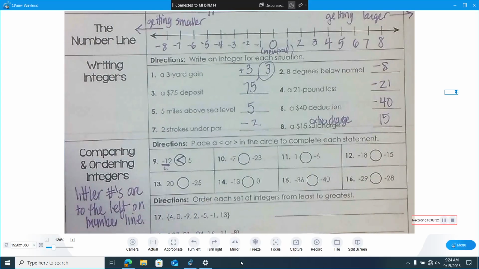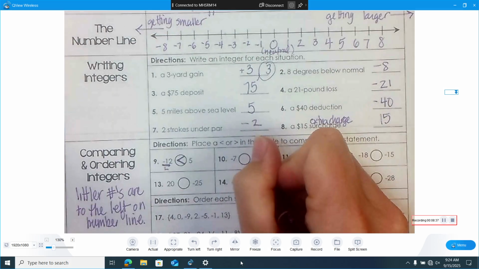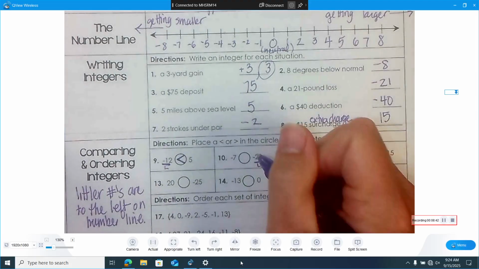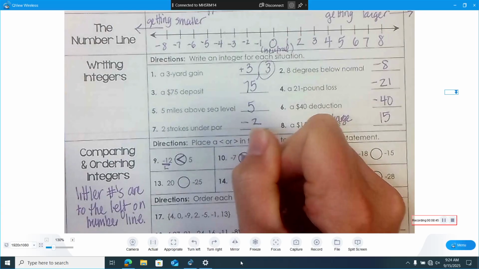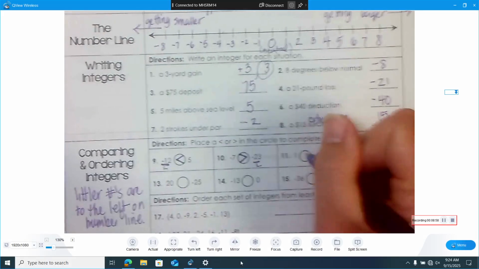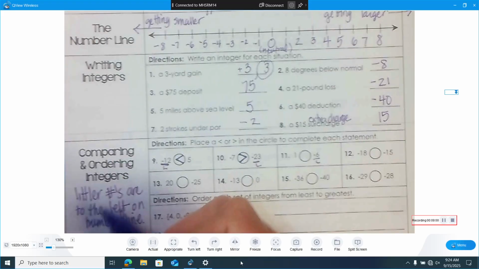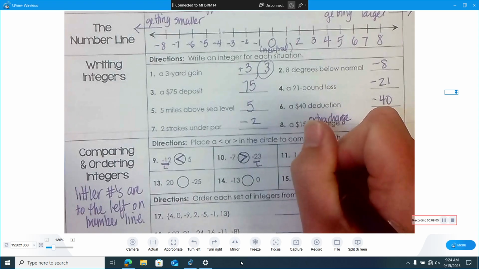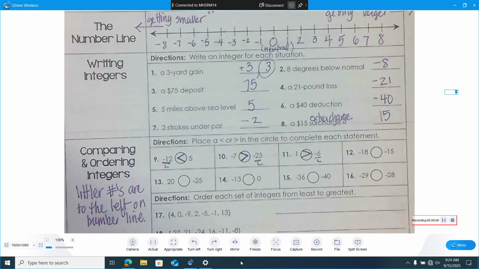All right, -7 and -23. Which one is further to the left? -23 is the littler guy. So where's my alligator eating? The -7 is the bigger one, yeah. We have a 1 and a -6. Which one's littler? The -6. I don't know why I always think littler to the left, but it's the alliteration, really. That's why I do that. So we've got the bigger number right there. The 1 is bigger.